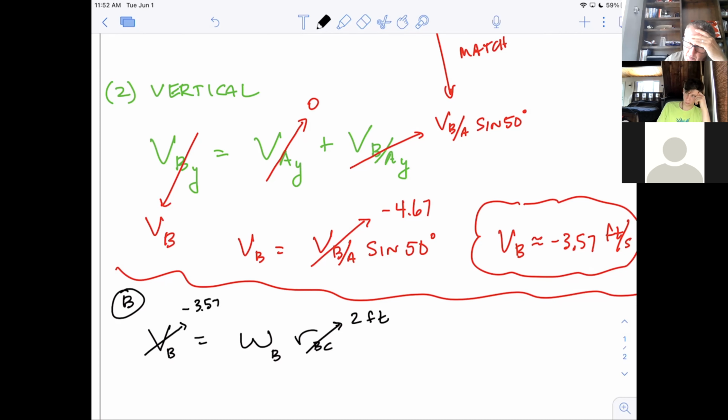So now I know how to solve for omega. I divide by 2, negative 3.57 divided by 2. So I get about negative 1.79. So that means the omega for B, or whatever, AB. In other words, is the point rotating? Is that what we're looking at? Or are we looking at the arm AB? Same thing.